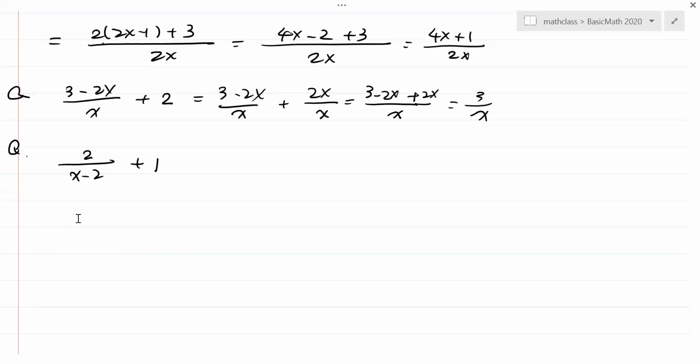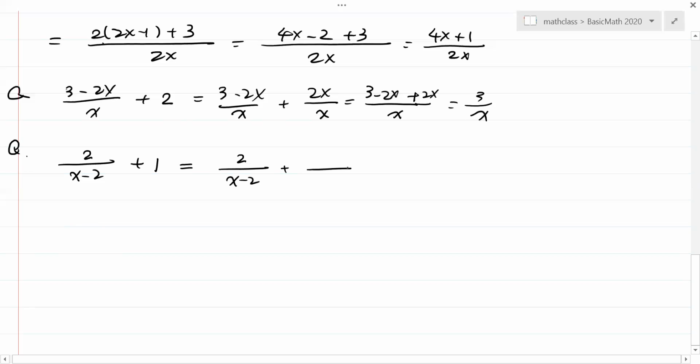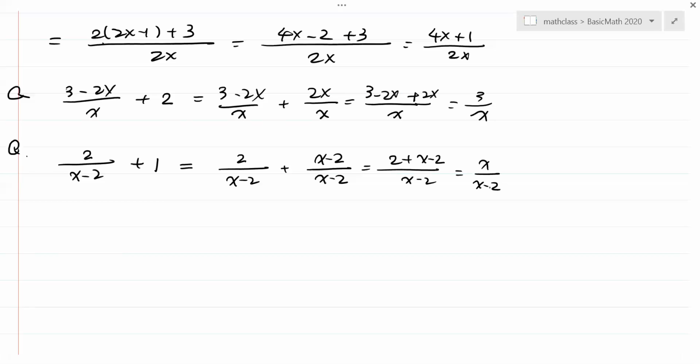So what do you get here? x over, right? And the 1 can be written as x minus 2 over x minus 2. Then you have a common denominator, right? So you get 2 plus x minus 2 over x minus 2. So just x over x minus 2. It's not 1. Obviously, it's not 1 because it's already 1 plus something, right? Kevin, 1 plus something cannot equal 1. That's impossible.